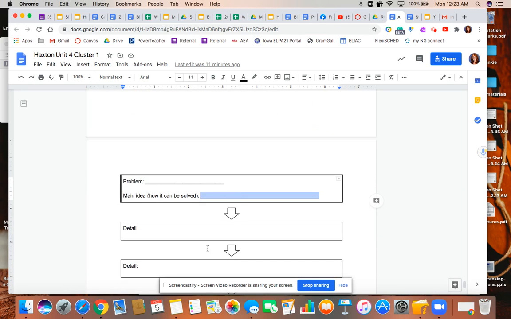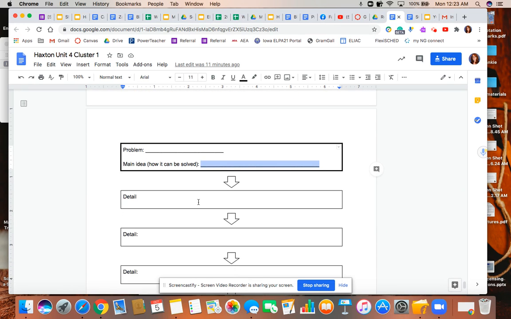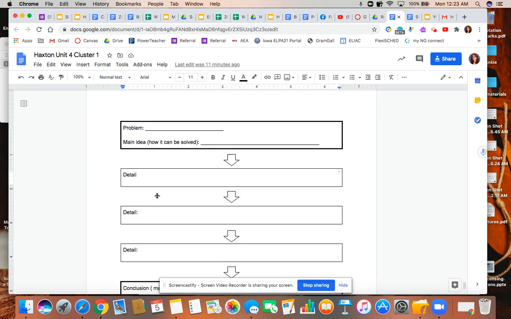In the three boxes in the middle of the graphic organizer are where you're going to write three separate details explaining why your solution is good, why you think your solution would work to fix that problem, and what people would need to do to make that solution happen, how people would have to work together, maybe if laws might have to be passed, what would people need to do to make your solution happen.